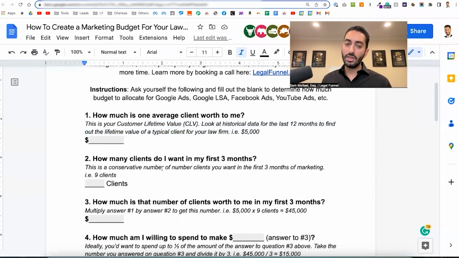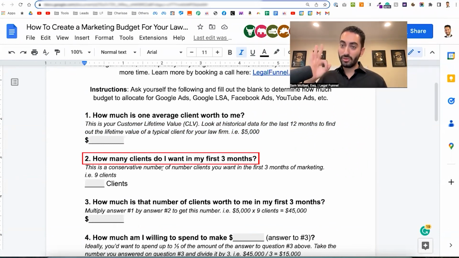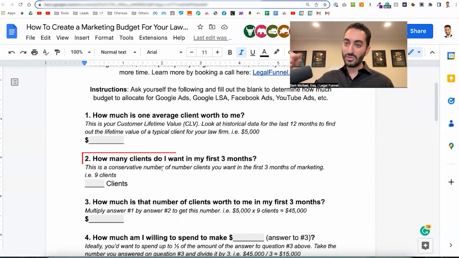Great. Number two, the second question is, how many clients do I want in my first 3 months? 3 months, not the first month, because usually with these paid ads, the first month is the most misleading. It's the most expensive. It's the least number of leads that you get, and it's not really indicative of how well you're going to do on this platform. So I think the golden duration of time right now is 3 months.